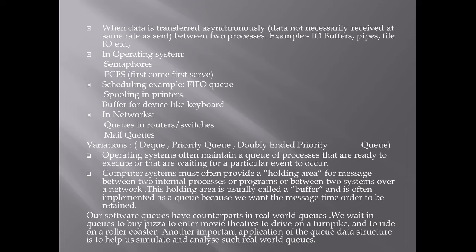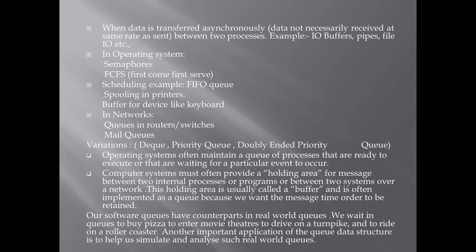Next, the operating system often maintains a queue of processes that are ready to execute or that are waiting for a particular event to occur. Next, the system must often provide a holding area for messages between two internal processes or programs, or between two systems over a network. The holding area is called a buffer and is often implemented as a queue because we want the message time order to be retained.